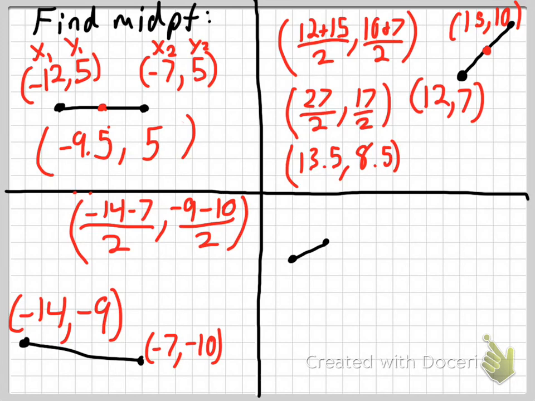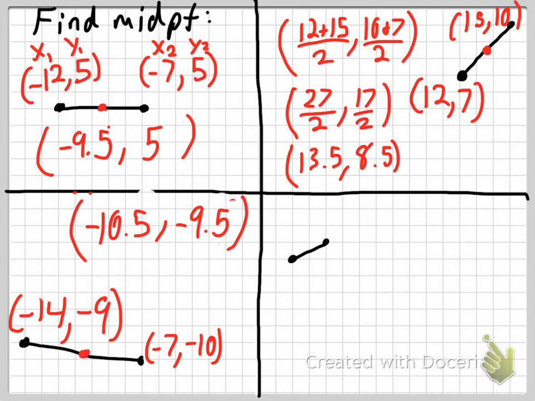Again, a very key note when you're using this formula, if you say that this is your x1, this has to be your y1. You can't mix them up. If you say one of them is an x1, then that corresponding y has to be y1. So we do this, get negative 10.5, and here we get negative 9.5. It looks like our dot should be right there.